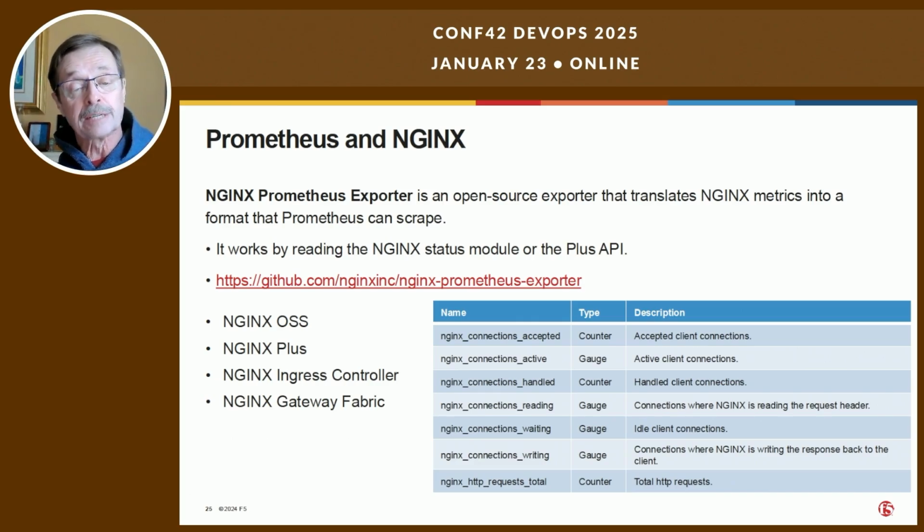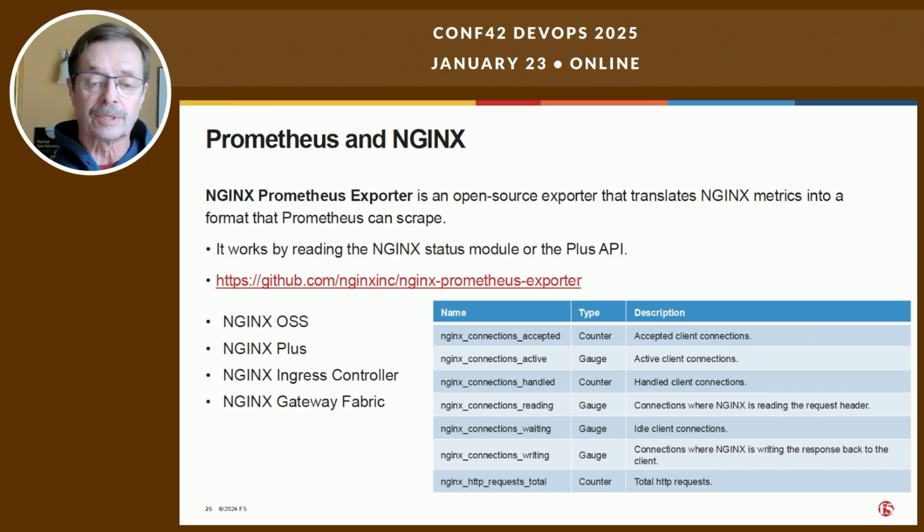The other side is Prometheus, and Prometheus is pretty much the de facto metrics structure. The NGINX Prometheus exporter is an open source exporter that takes NGINX metrics into a form that Prometheus can scrape. And it reads either the open source side through the status module, or it can read the Plus API. You can find it there. It supports the open source core, the Plus product, but it also supports the two Kubernetes projects, Ingress Controller and Gateway Fabric. And here you can see things like the types of things I can now see, how it's set up, and this allows me to bring, again, metrics into a common vernacular so that they can be displayed through your choice of tools.